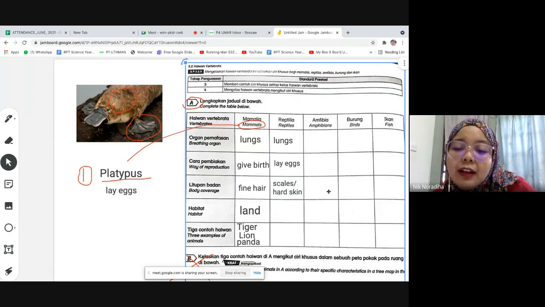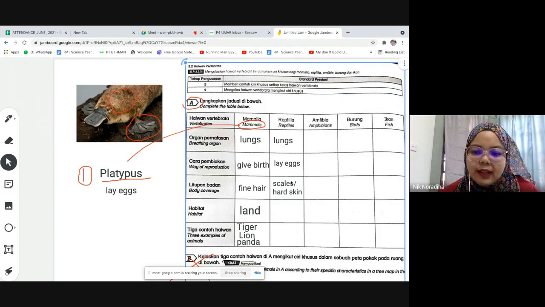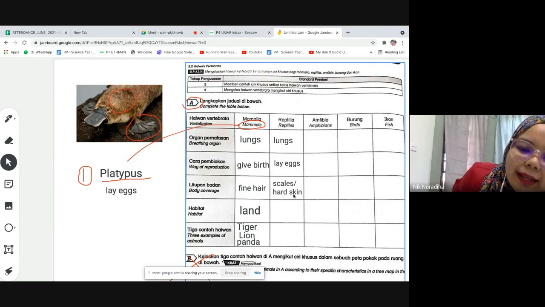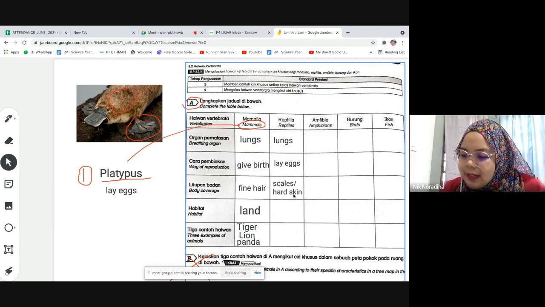They are under reptiles. So if you have enough space to write in your book, you can write scales or slash hard skin. Because if you say scales, how about alligator and crocodile? They don't have scales. Yes, but they have hard skin. That's why the body coverage for reptiles is scales or hard skin. All right, so the habitat.